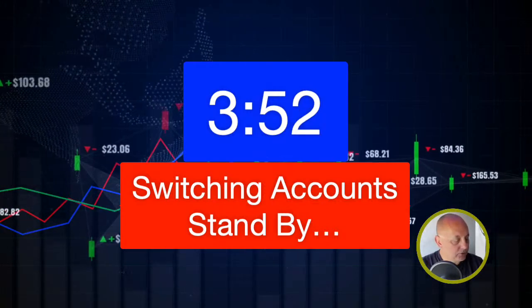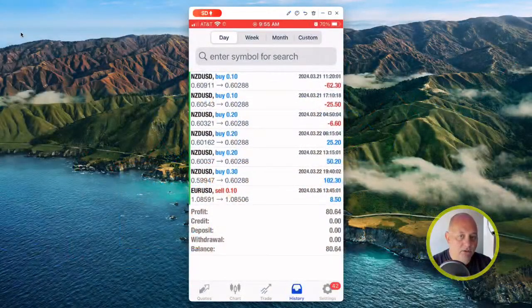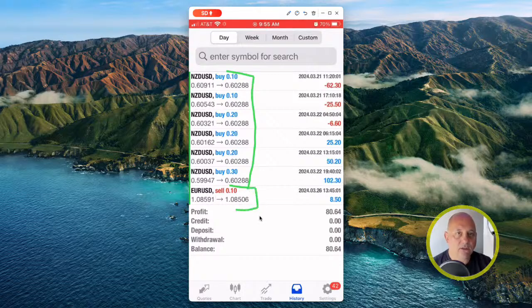So we're in one trade. History-wise, I will share that with you. We have closed $80.64. It was basically this NZD USD trade, which turned out really well. And then we had a Euro USD. Looks like it closed out last night, which is cool. So we were kind of waiting for some movement on those.